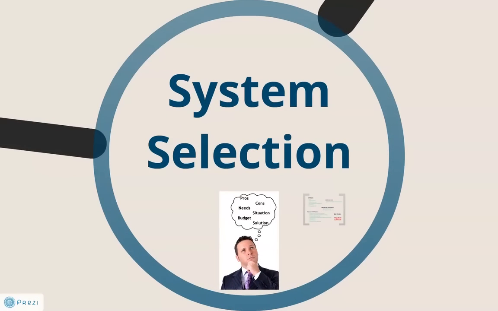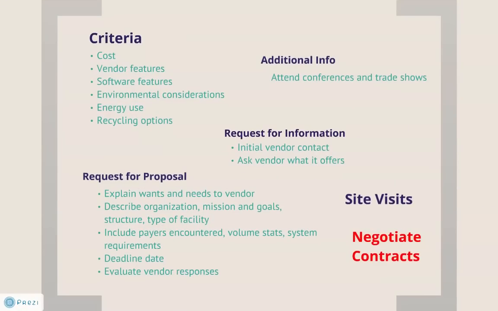Then we can select the system. We look at cost, vendor features, software features, energy use, environmental considerations, and more. We attend conferences and trade shows, and then we're ready to submit a request for information. This is the initial vendor contact, asking each vendor what they offer.